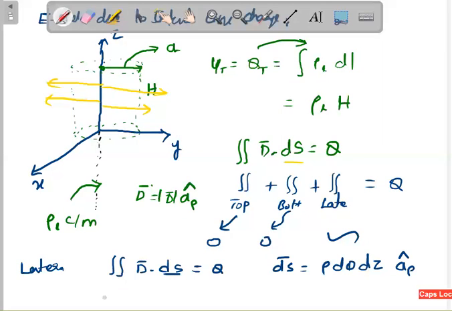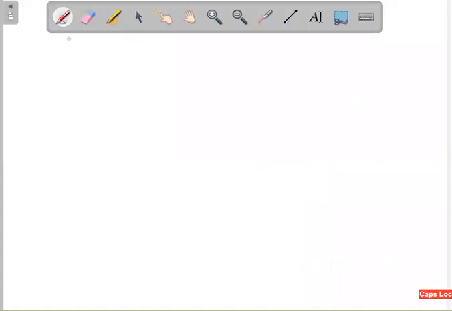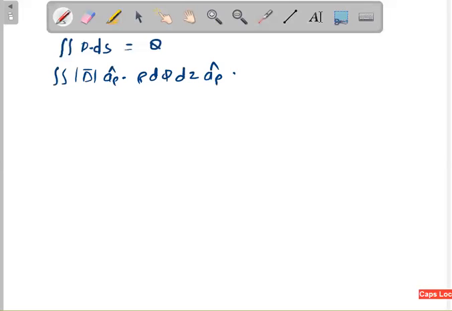Once you replace all these things, I will write this on the next page. The integral of D dot dS is equal to Q. I know what D is: a magnitude times a rho cap. dS is the variation in the surface, that is rho d phi dz, and the vector is also a rho cap, and that is equal to Q.